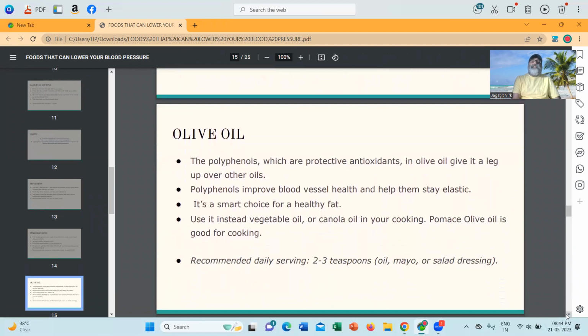Olive oil. The polyphenols, which are protective antioxidants in olive oil, give it a leg up over the other oils. Polyphenols improve blood vessel health and help them stay elastic. It's a smart choice for a healthy fat. Use it instead of vegetable oil or canola oil in your cooking. Pomace olive oil is good for cooking. The recommended daily serving is 2 to 3 teaspoons of oil, mayo, or salad dressings.